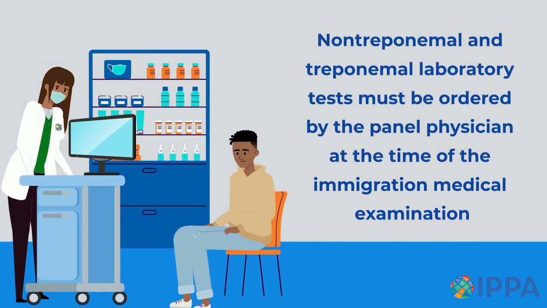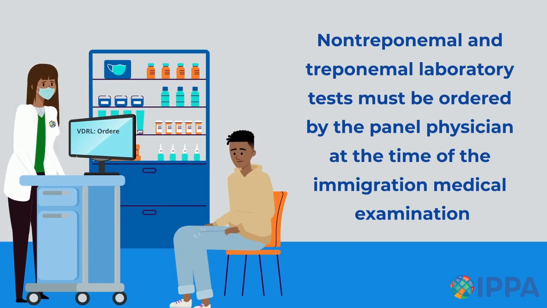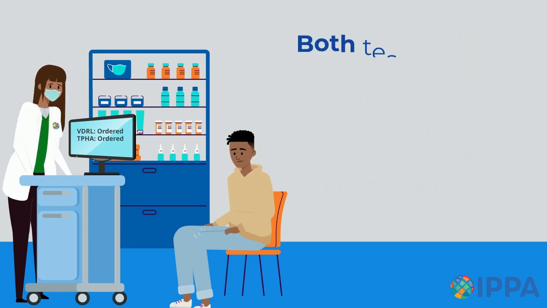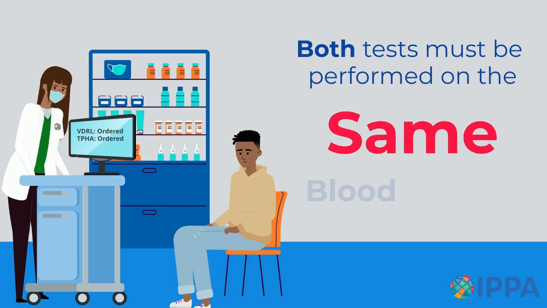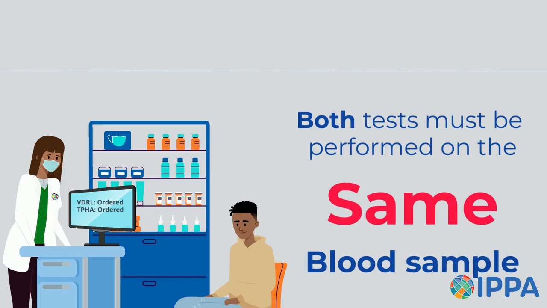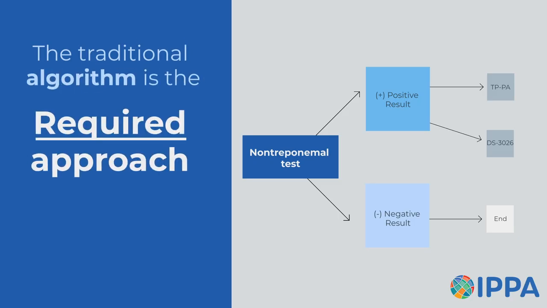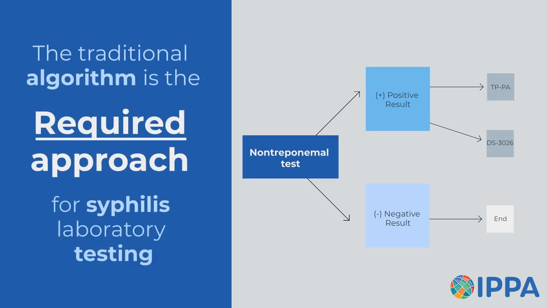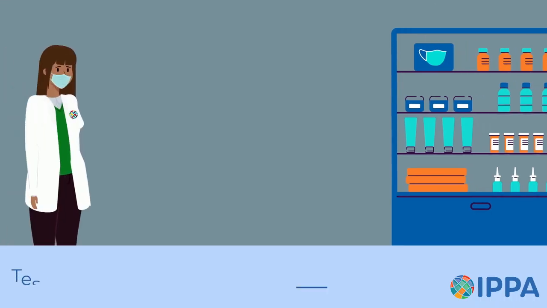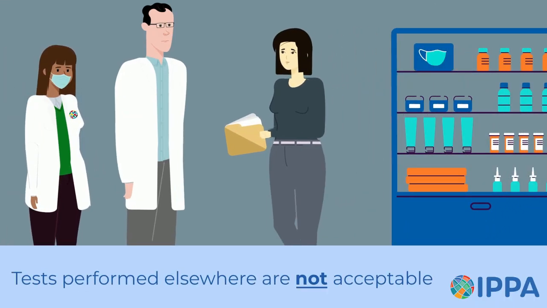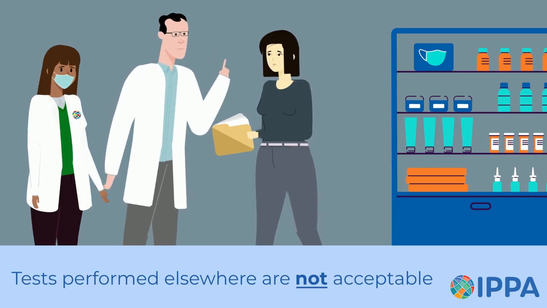3. Non-treponemal and treponemal laboratory tests must be ordered by the panel physician at the time of the immigration medical examination, and both tests must be performed on the same blood sample. 4. The traditional algorithm is the required approach for syphilis laboratory testing. 5. Tests performed elsewhere or prior to the panel physician's examination of the applicant are not acceptable.